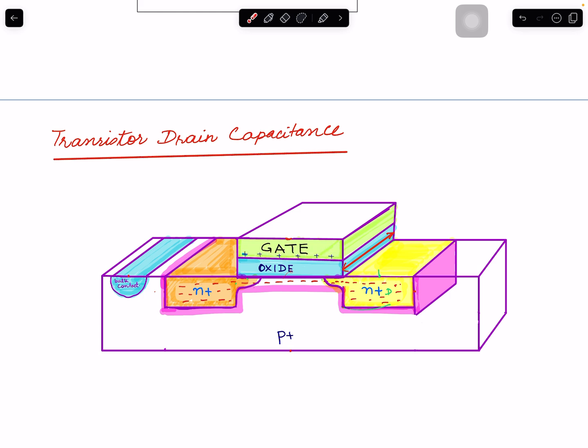There is this dielectric acting as a capacitor between the two, and this is the connection to the conduction happening. So you have conduction here, you have an insulator, so this acts as a capacitor. This is the first one. So this is one component of drain to gate capacitance.